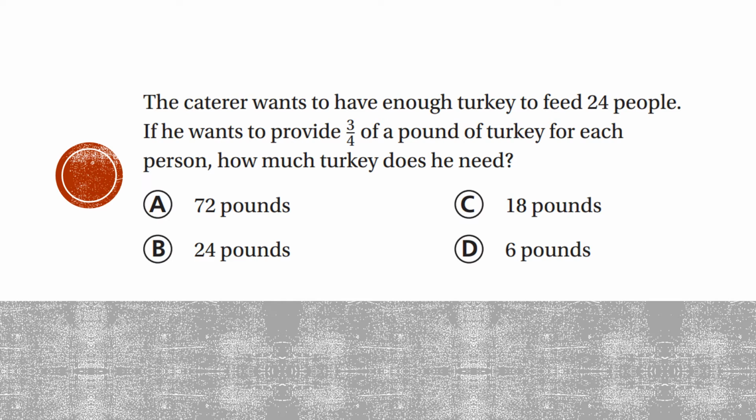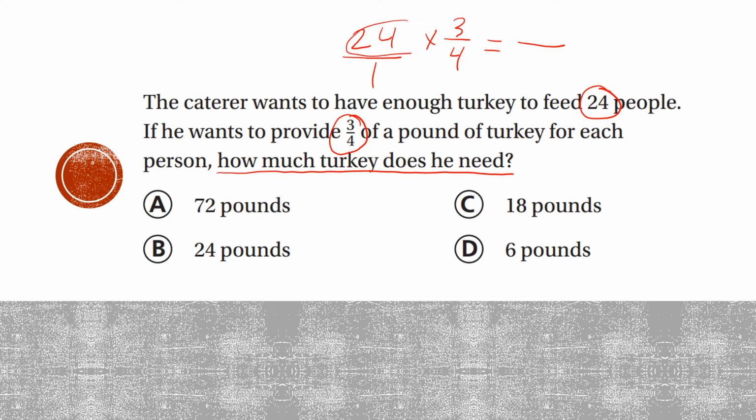All right, another word problem. The caterer wants to have enough turkey to feed 24 people. If he wants to provide 3/4 of a pound of turkey for each person, how much turkey does he need? There are 24 people. Each person will eat 3/4 of a pound, so 24 times 3/4. This is a pretty big one. Add a 1. So 24 times 3: 20, 40, 60, plus 12 is 72. And 1 times 4 is 4.